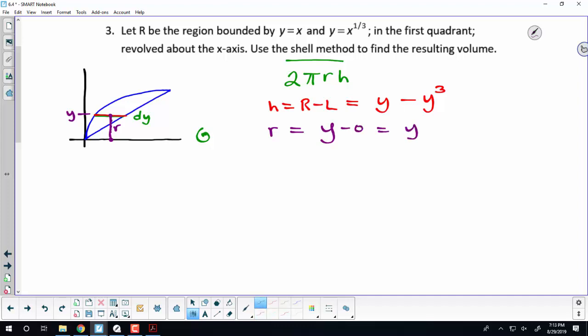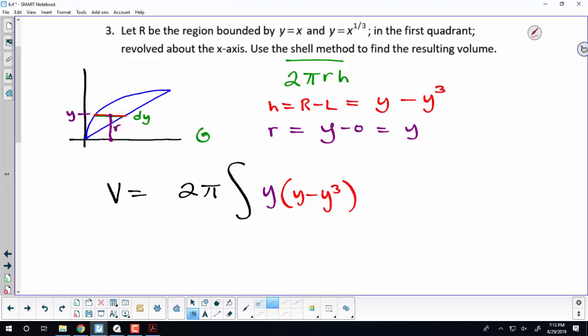Okay. And then we have our volume as 2 pi times the integral of our radius times our height, with respect to y. Y ranges from 0 to where? To 1. Is everyone sure about that? Yes. Okay. All right.